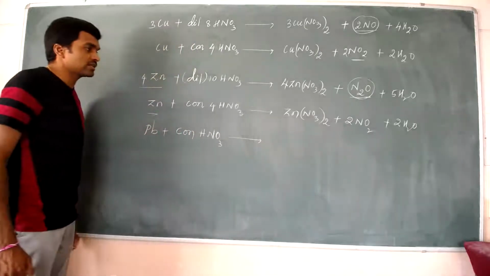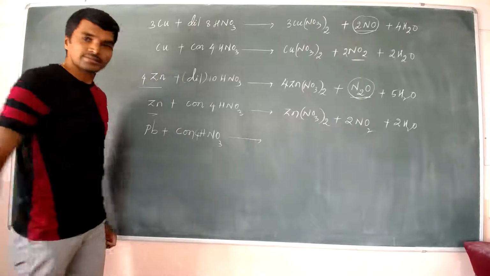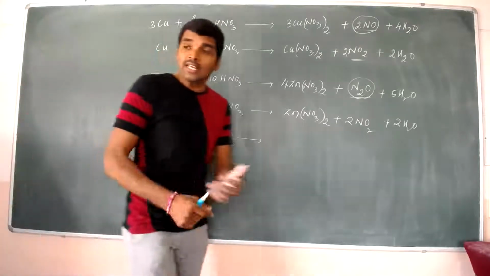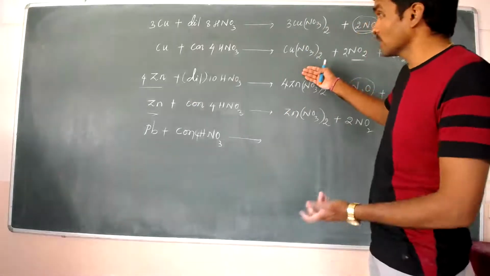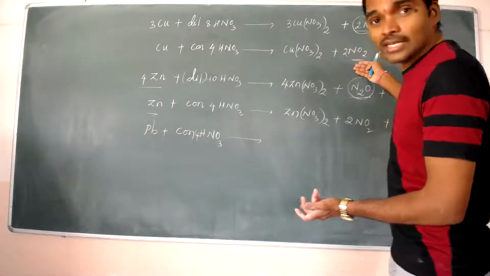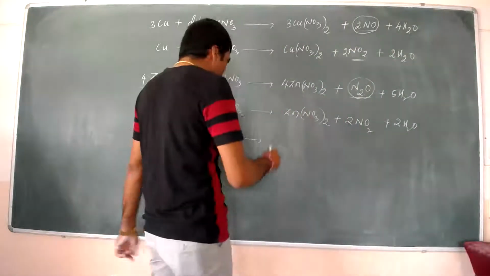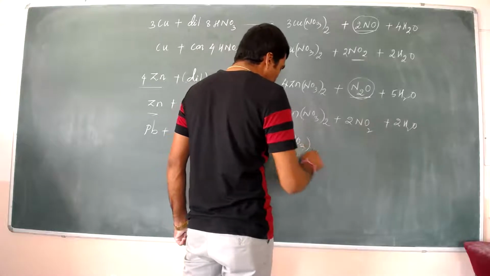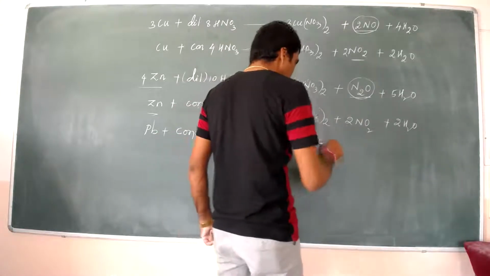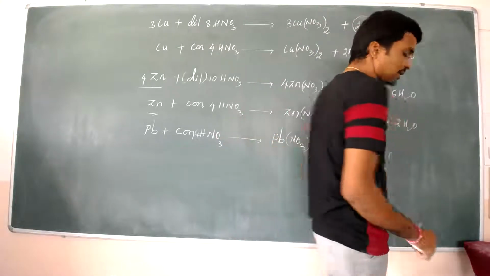Lead reaction with concentrated nitric acid. That is the 4 moles. You know that when this reacts with concentrated nitric acid, nitrates are forming, as well as nitrogen dioxide and water. Same here also. Lead reacts with concentrated nitric acid, forming lead nitrate, Pb(NO3)2, plus 2 moles of NO2 plus 2 moles of H2O.